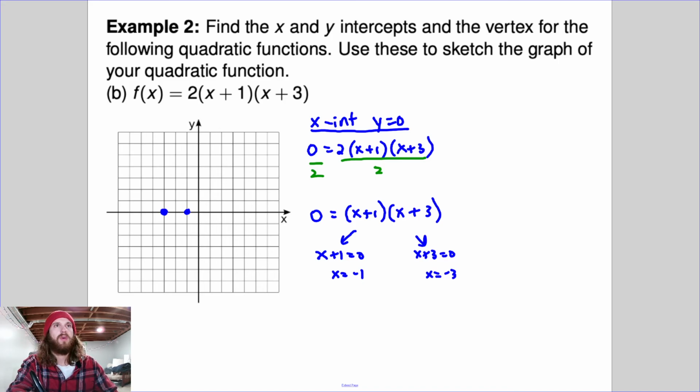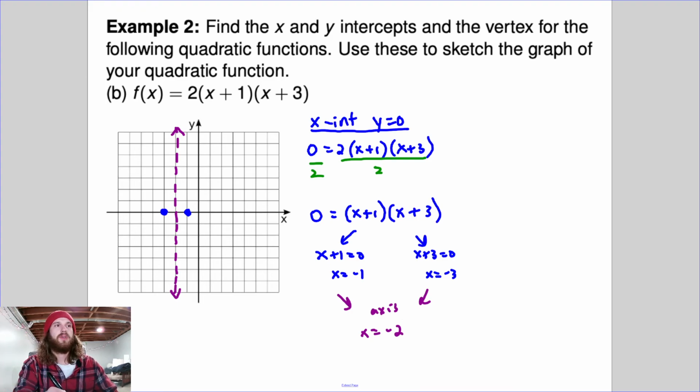Okay, those are our 2 x-intercepts, which means my axis of symmetry is going to be x equals halfway between those 2 values, which is x equals -2.